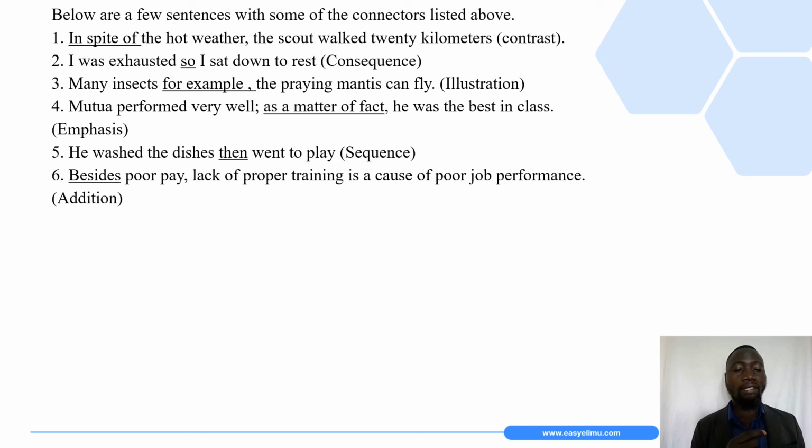Then the last example: besides poor pay, lack of proper training is a cause of poor job performance. So we have besides, which has been used to give additional information.